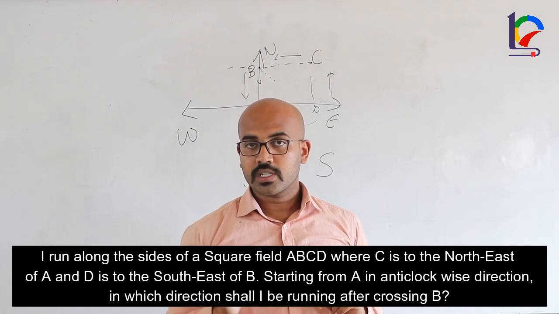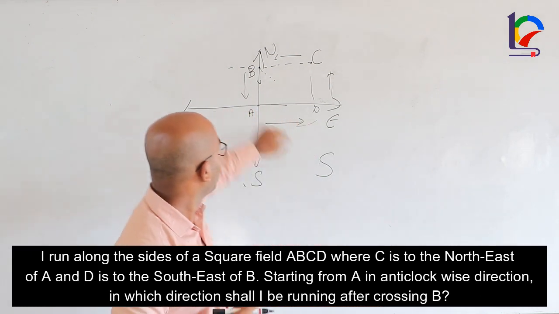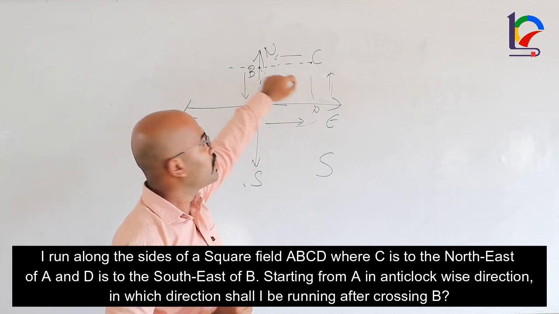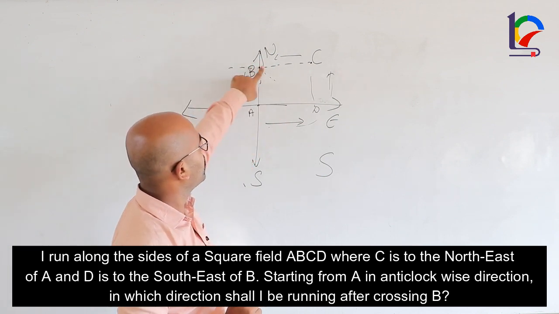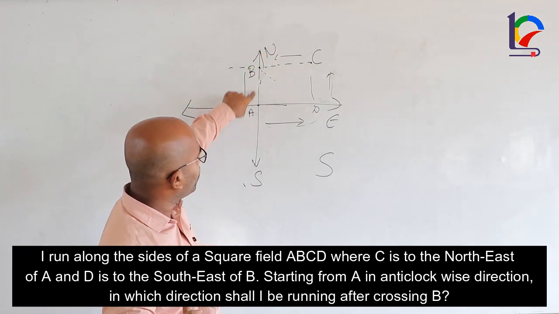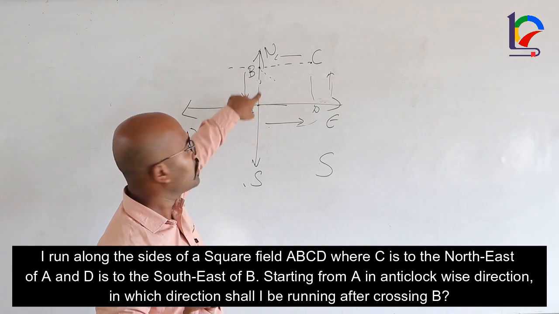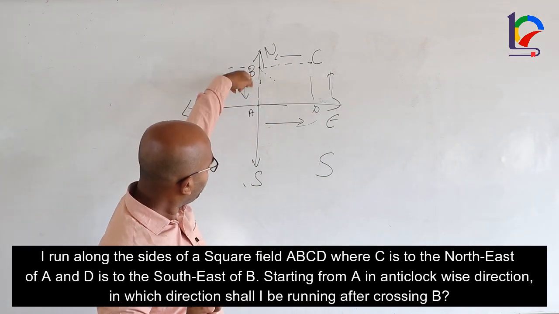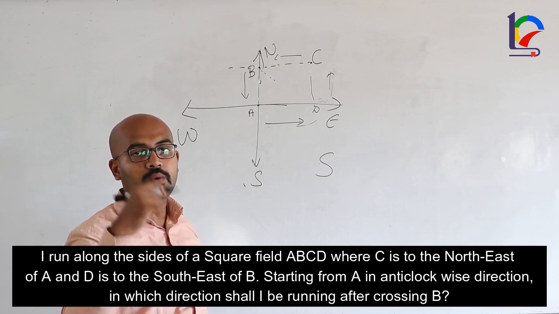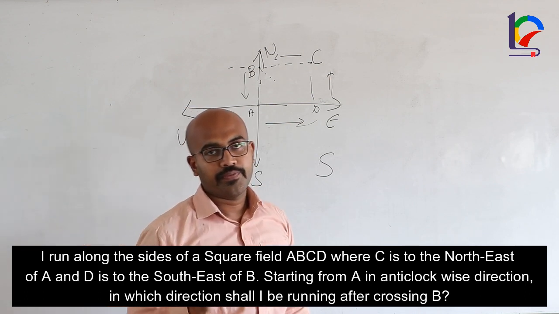So after crossing B, since I will be taking the square path, I can't go straight because here there is no square. After crossing B, if I want to take this BA path, from B to A, I will be moving towards south.